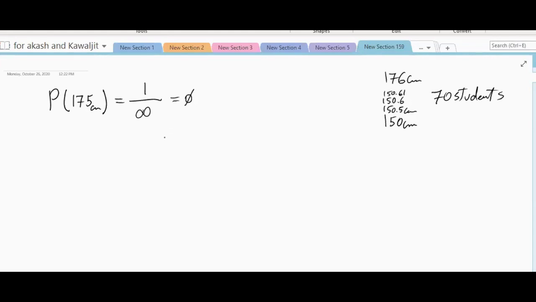Okay? So this made the mathematicians in the 17th century crazy, because there is a possibility that we choose a person and his height is 175, but when we calculate the probability, the chance is zero. And this happens for any continuous variable. So we take an apple. I ask you, what is the chance that the weight of that apple is 50 grams? What are the total possible weights of an apple? Infinite. And only 50 grams will make us happy. So the chance of an apple being 50 grams is zero.